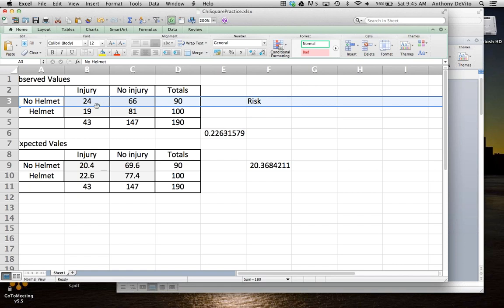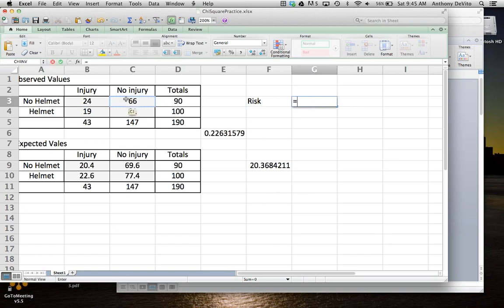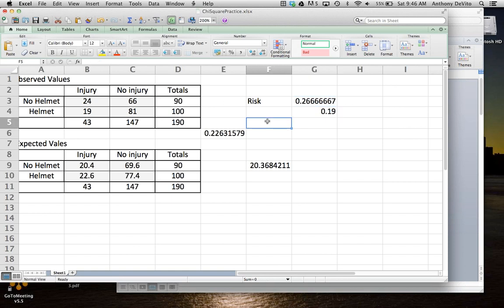Well, there's 90 people, 24 of them had head injuries, so the risk that you're at for a head injury is equal to 24 divided by 90. Simple as can be. Your risk is 27%. Okay, what about the risk if you wore a helmet? That's going to be equal to 19 divided by 100, or 19%. So the risk is higher for people who don't wear helmets than for people who do wear helmets.